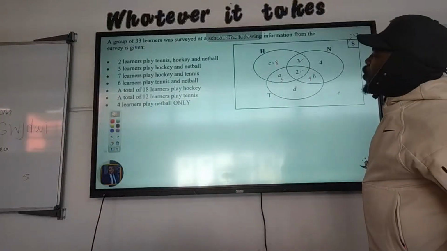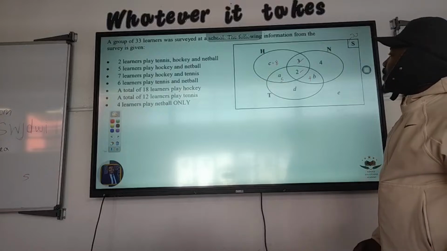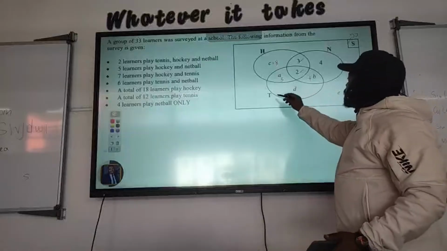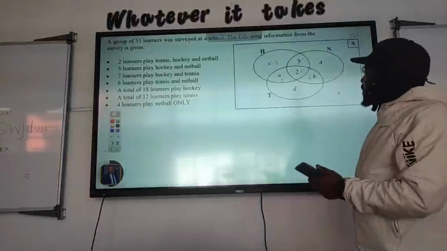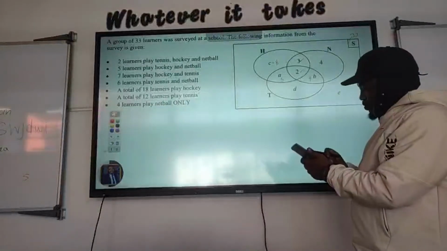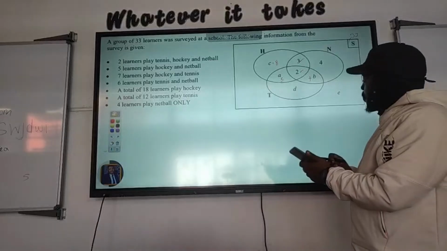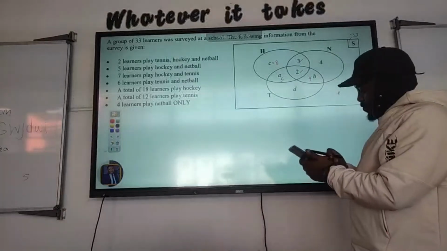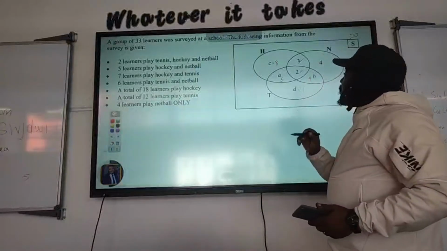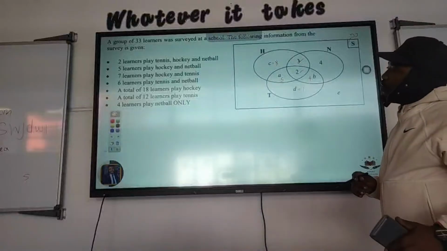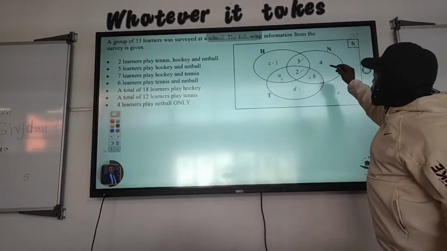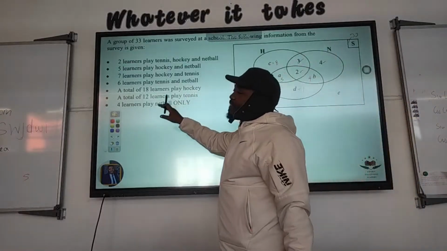And then we have a total of 12 learners that play tennis. So we're also going to check the intersections for tennis. It will be 12 minus 4, minus 2, minus 5. You see, I'm using a calculator even myself, so that we can be accurate. So we have 4 learners who play netball only. That's why the 4 comes in as it is.